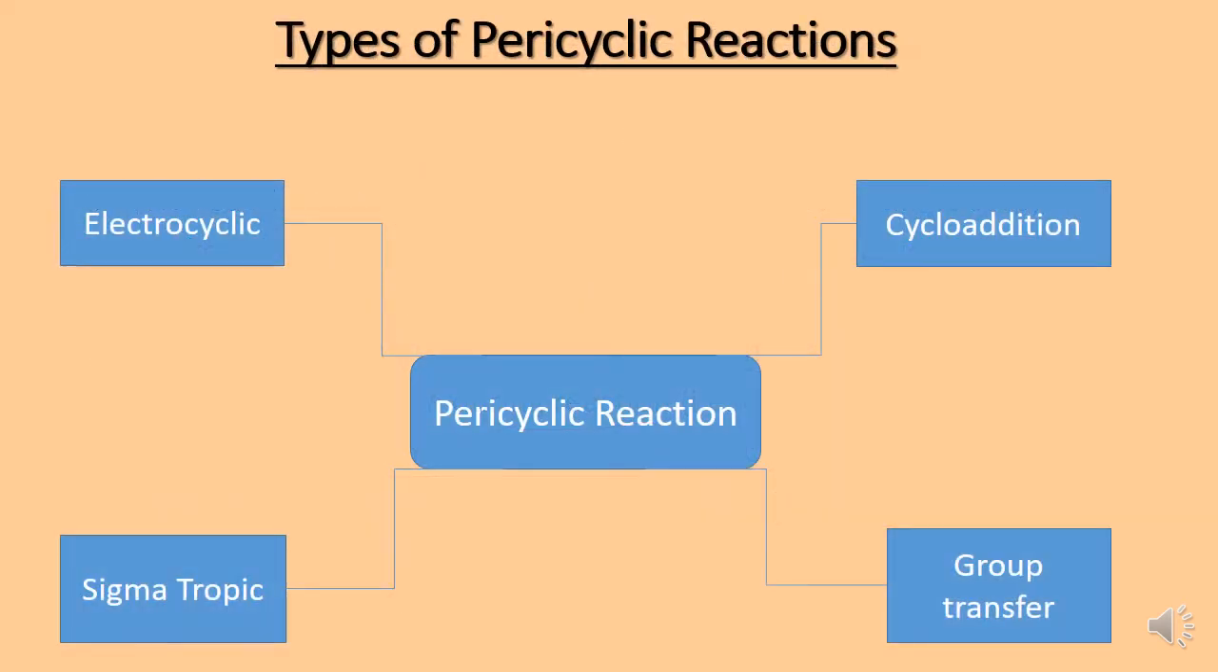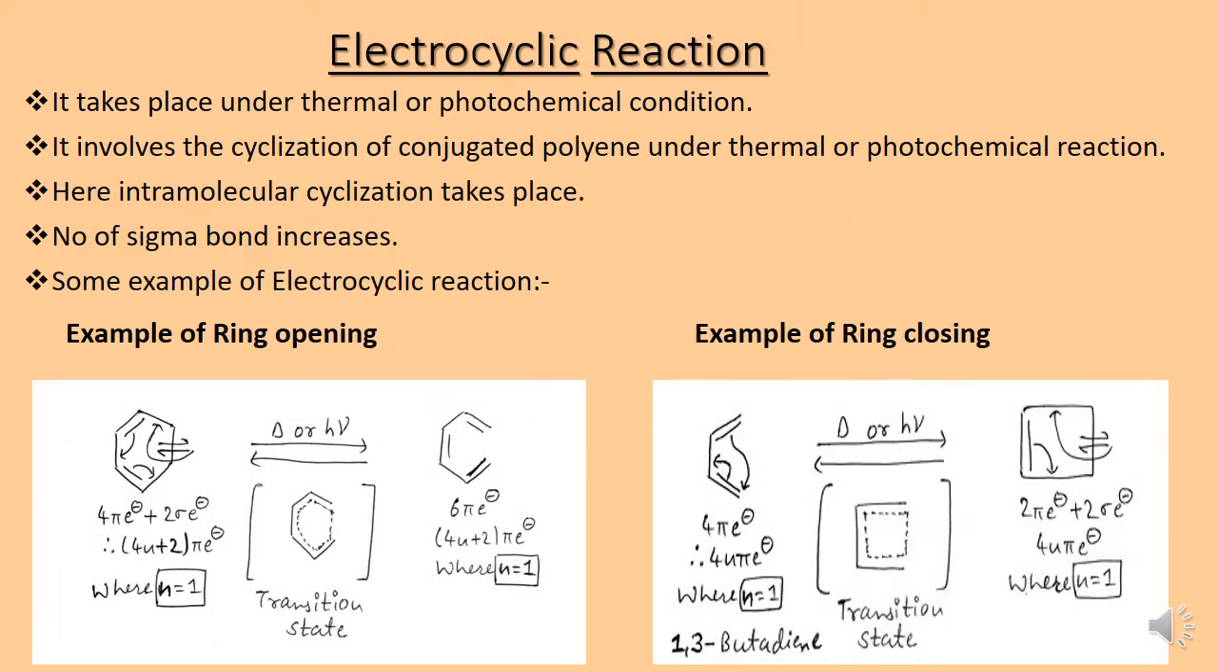Types of pericyclic reactions. Pericyclic reactions are classified into four categories: electrocyclic, cycloaddition, sigmatropic, and group transfer reactions. Electrocyclic reactions take place under thermal or photochemical conditions. They involve the cyclization of a conjugated polyene under thermal or photochemical conditions. Here intramolecular cyclizations take place, and the number of sigma bonds increases.